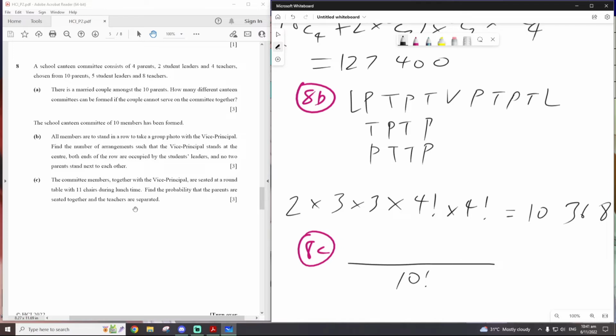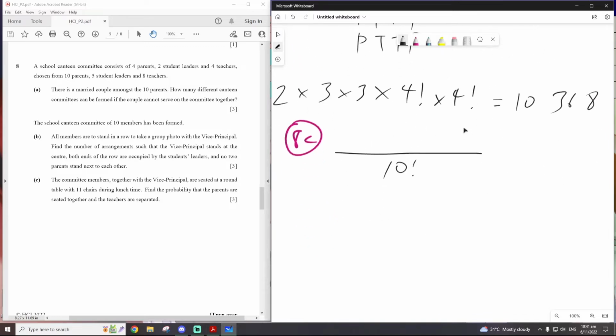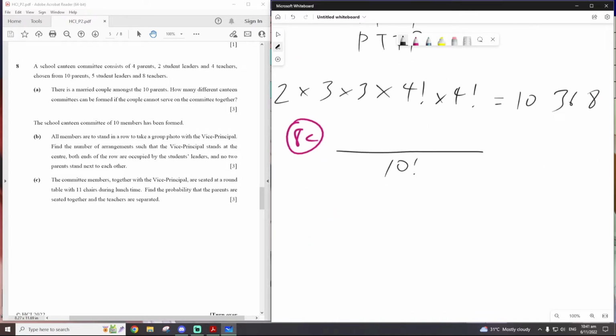Okay, so now we consider the ways. So the parents are seated together and the teachers are separated. So what does that actually mean? So that means that we need to imagine a line. So let's say that I have the parents, and the teachers have to be separated. You realize that there are 3 other types of people other than the teachers, which are the 2 student leaders and the vice principal. So the only way is to either have the student leader stand here and the vice principal there, or these are the 2 ways.